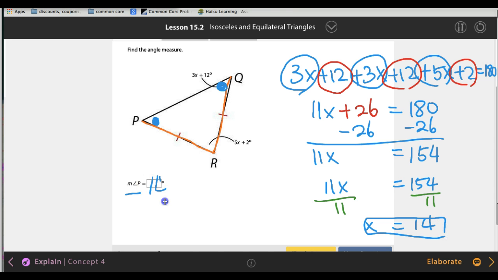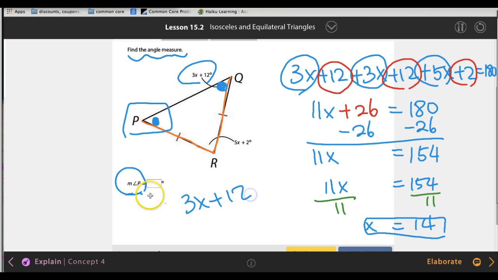But is my answer 14? No, no, no. Because look at the question. It says find the angle measure. What angle are we looking for? The measure of angle P. So what was P? Because of the isosceles triangle theorem, we know that the measure of angle P is 3x plus 12. That is the measure of angle P, and instead of x, I have to put in 14.